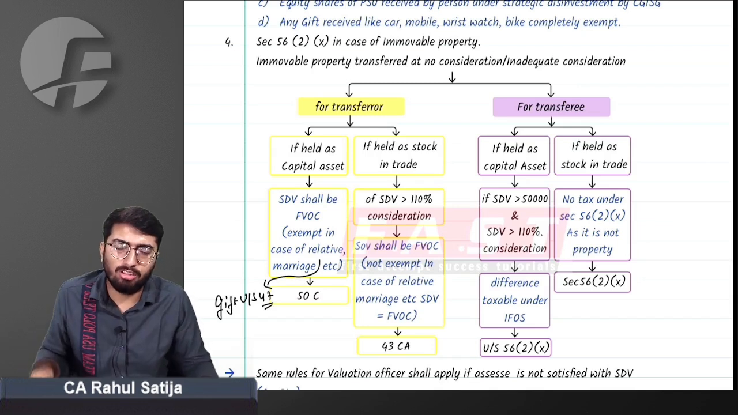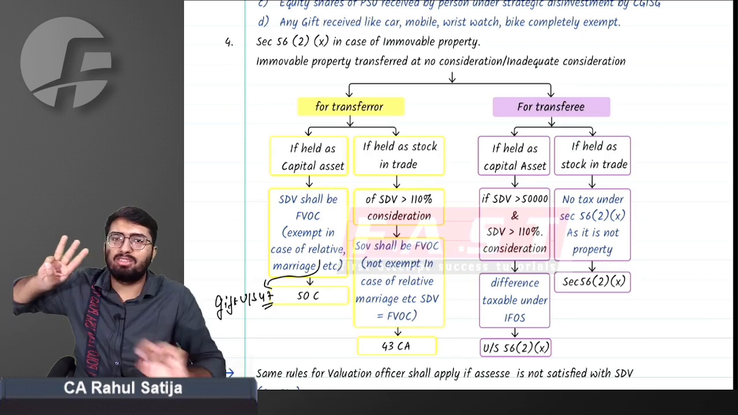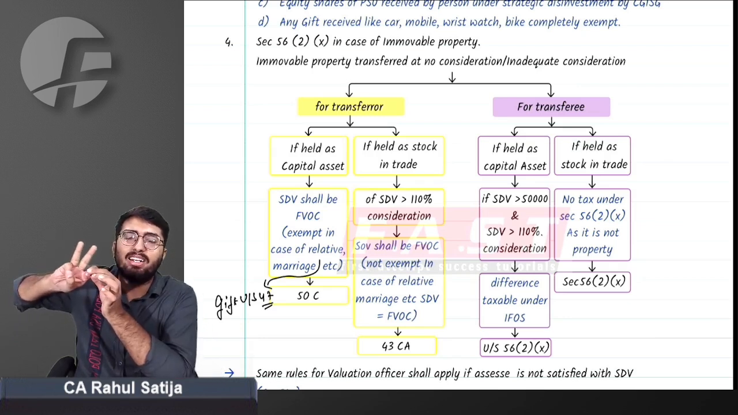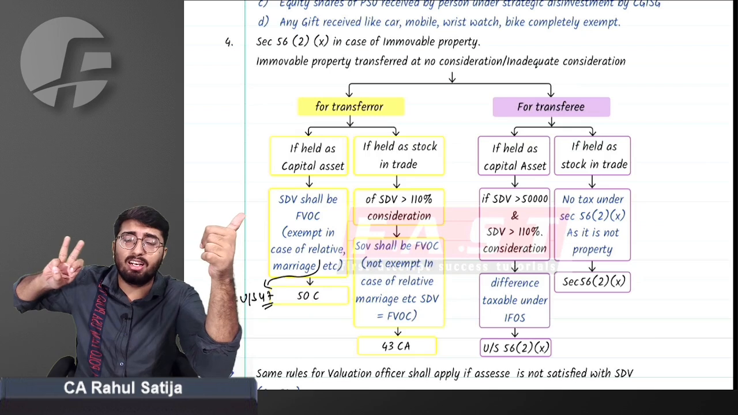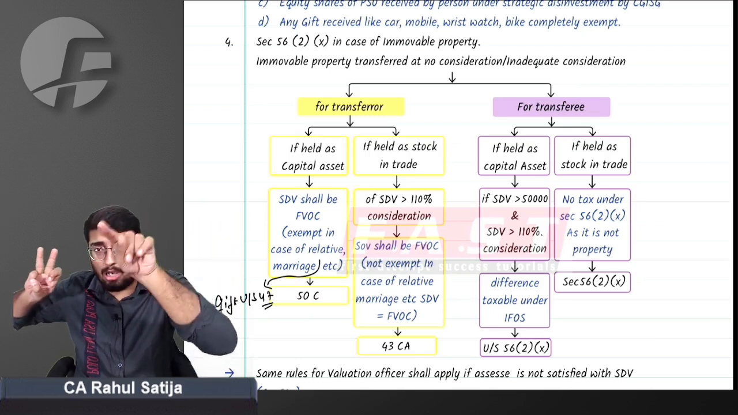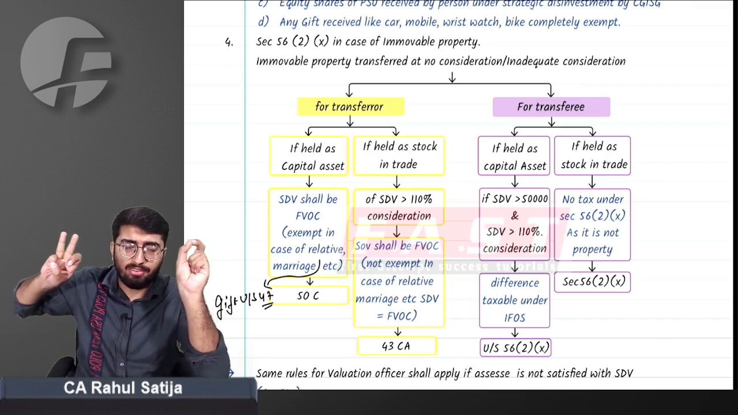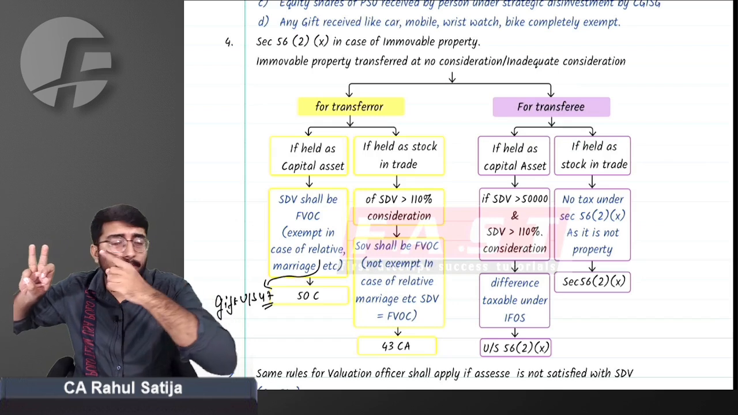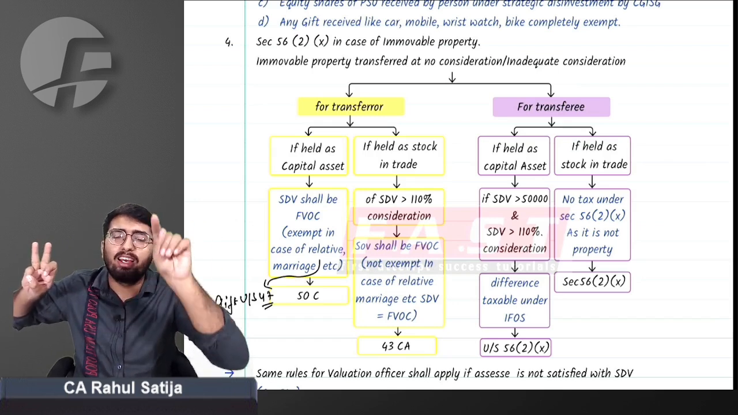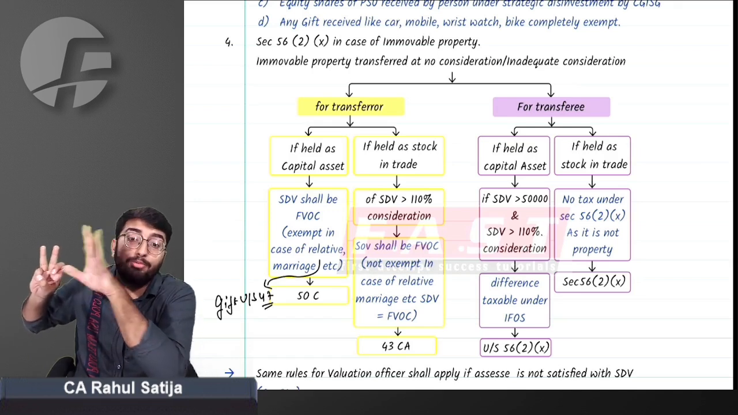Sir, what will be the cost of acquisition in her hand if she sells such property? You have to take care of three cases. Sir, if Shraddha and Rahul are relatives, then whatever transfer has been done will be an exempt transfer. It will be exempt in the hands of Shraddha under 56(2)(x), and the cost of acquisition of Rahul will be taken. If Shraddha has received such property on account of exempt transfer, Rahul being a relative, it will be exempt in her hands, so cost of acquisition will be the cost of the previous owner.